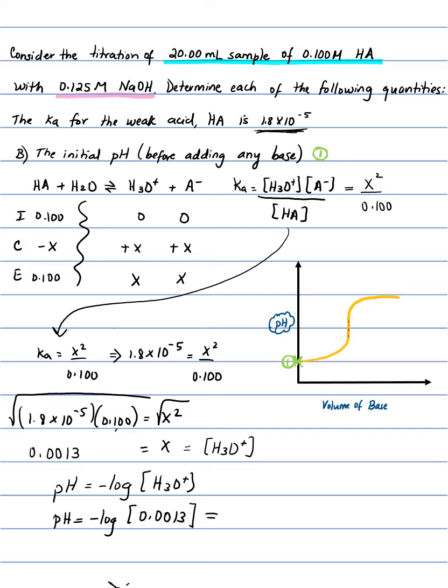and I'm going to round that number to two significant figures, and that will be something close to 2.9, and that's your initial pH value, which means that here in my graph, before adding any base to my sample, that number 1 right there has a pH value equal to 2.9.